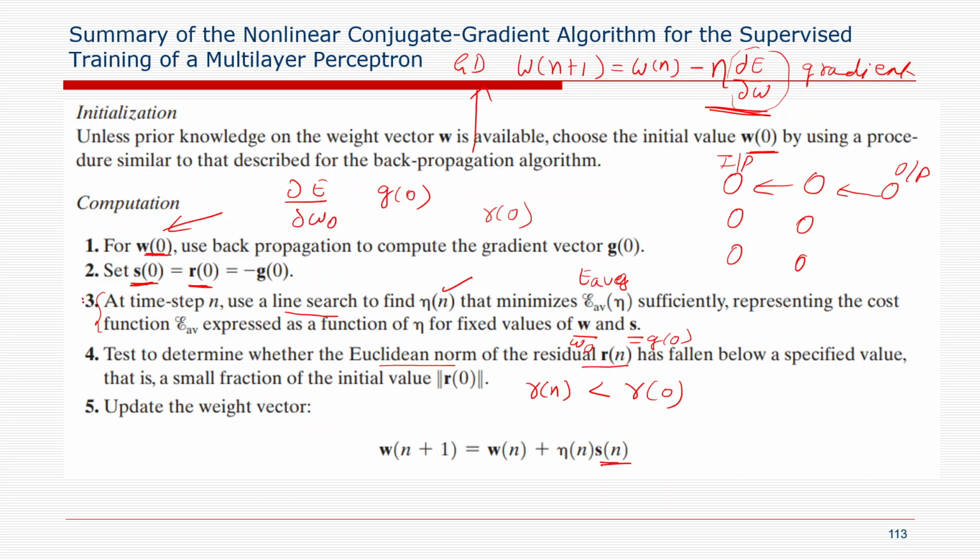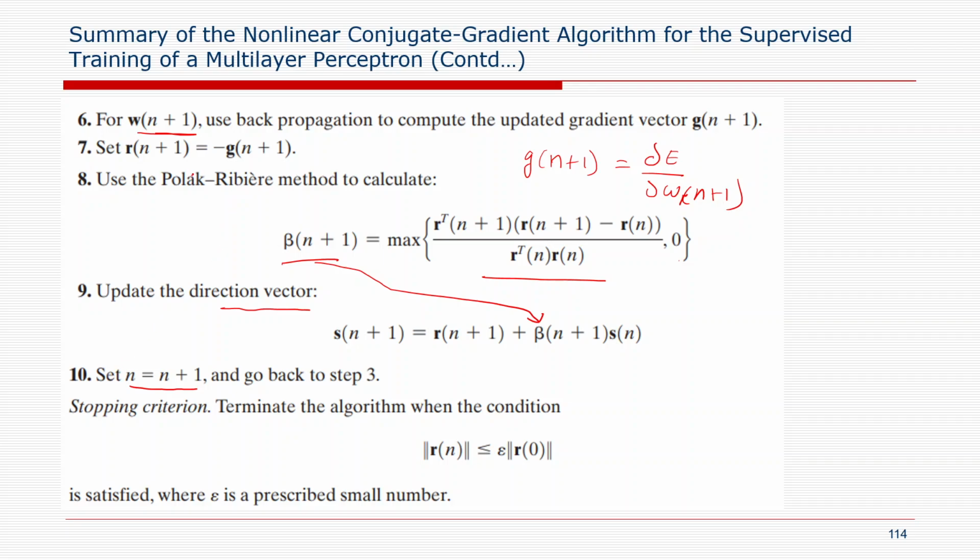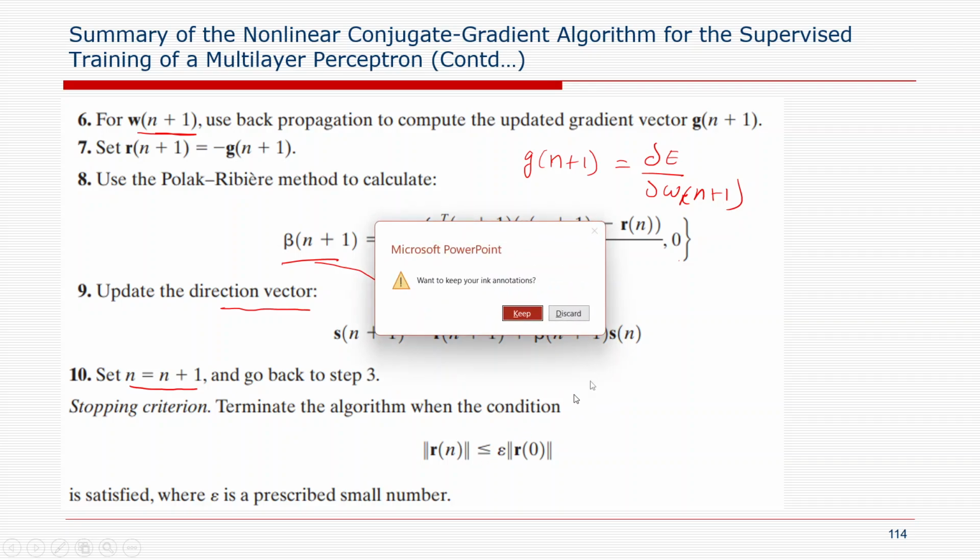That is, we continue once again calculating the step size, updating the vector, calculating the residuals, updating the weight vector, and then calculating the residuals, and then updating the beta and the search direction. We'll continue this until the stopping criterion is met, where r of n is less than or equal to epsilon times r of 0. That is when we reach some prescribed minimum error, we will exit the loop. This is how the conjugate gradient descent is going to work.